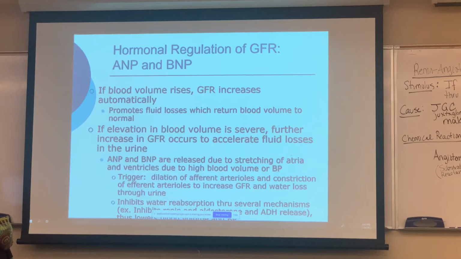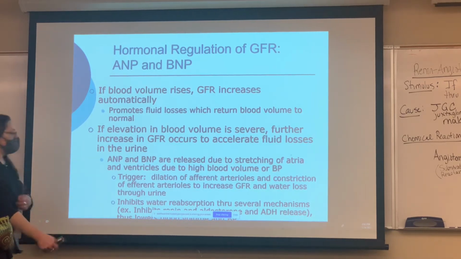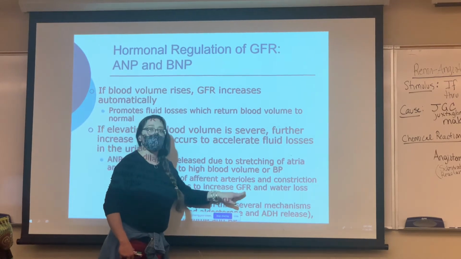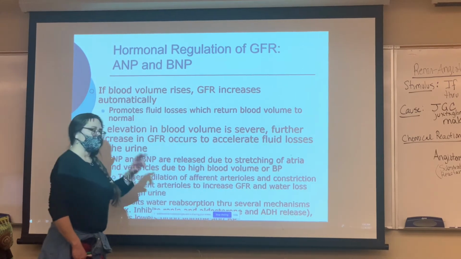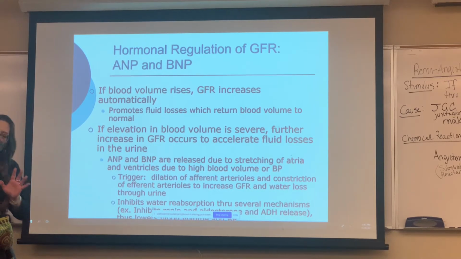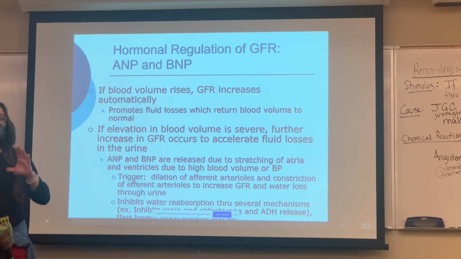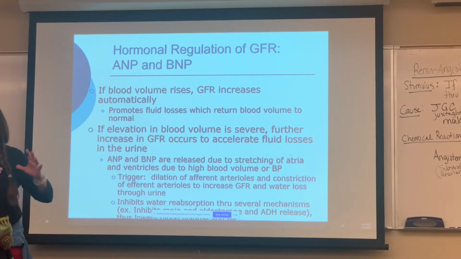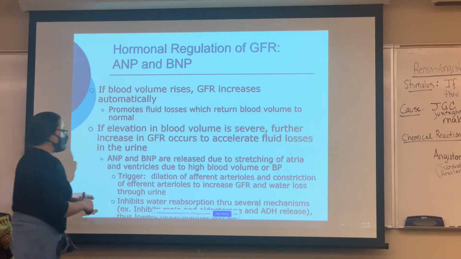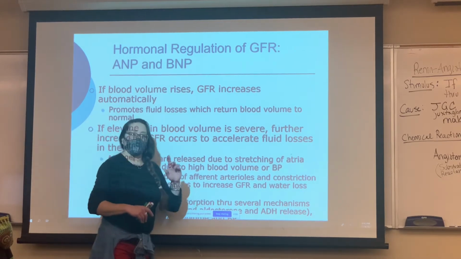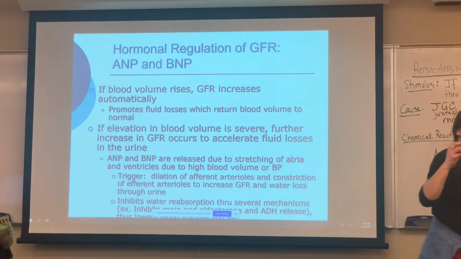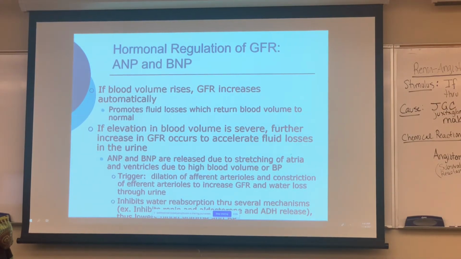First of all, they will cause dilation of the afferent arterioles. Okay, so I want you to visualize that. As blood comes into the glomerulus, it causes the afferent arterioles to dilate. So that makes it easier for blood to come into the glomerulus. It causes constriction of the efferent arterioles. Okay, so again, visualize. It makes it easier for blood to come into the glomerulus, harder for it to leave.